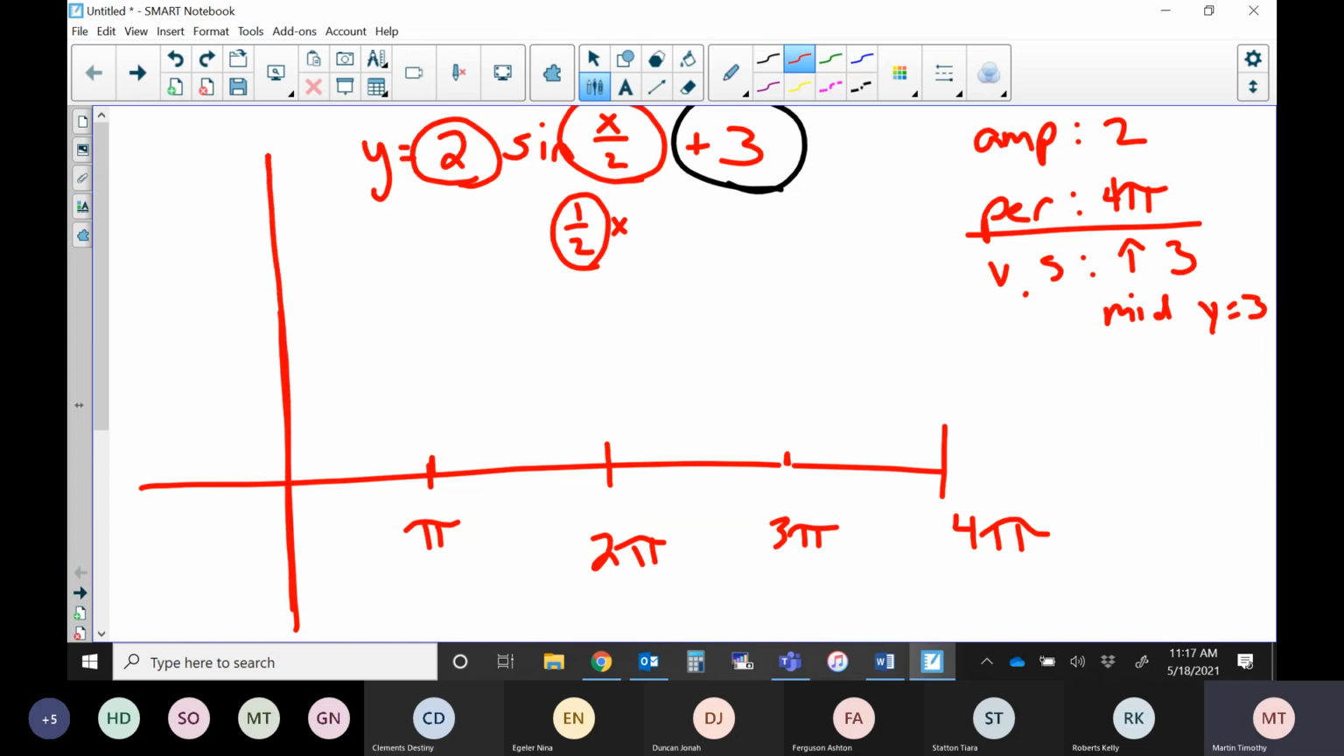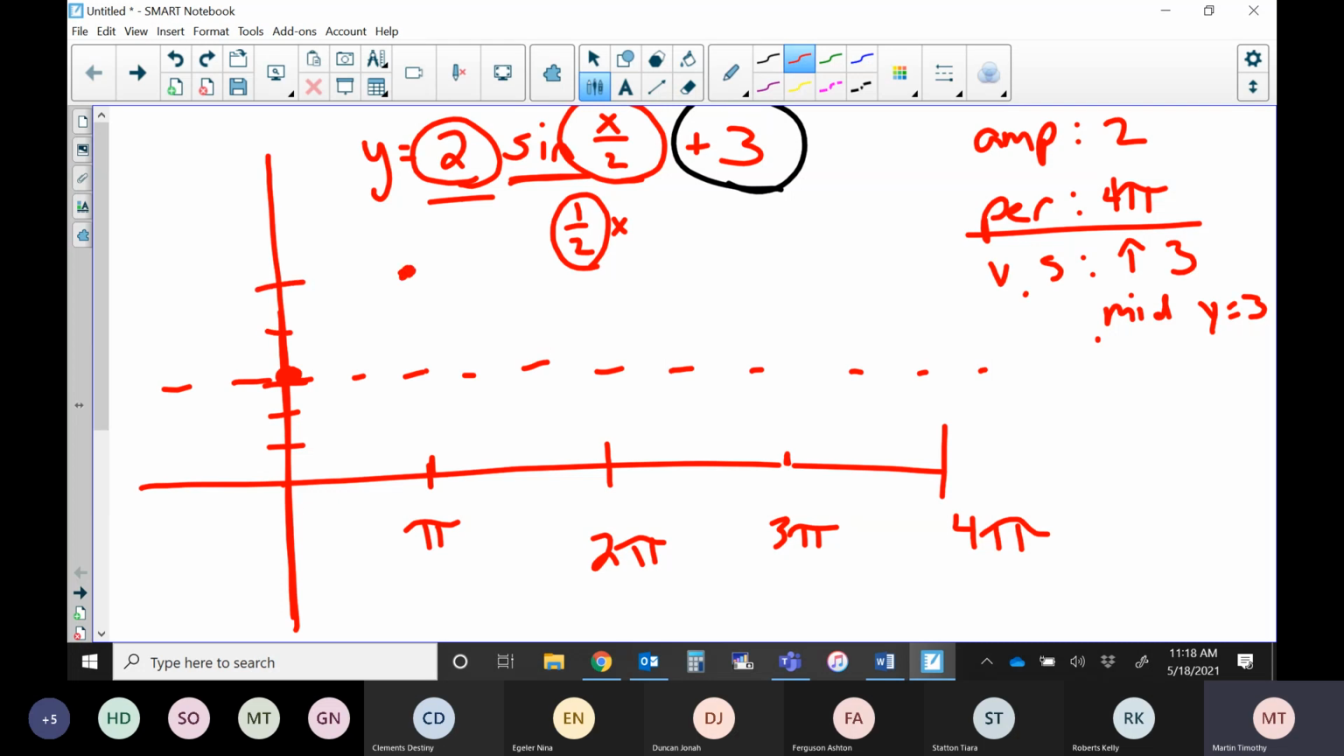Next, I'm going to shift everything up 3. 1, 2, 3. So this is where my midline is going to be. And again, since this is a sine function, it's normally at 0, 0. It's now going to be at 0, 3. Notice there was no phase shift. There was no shifting of this right and left. And then what this tells me to do is go up 2. So at this point right here, it's going to be up 2 from the midline.